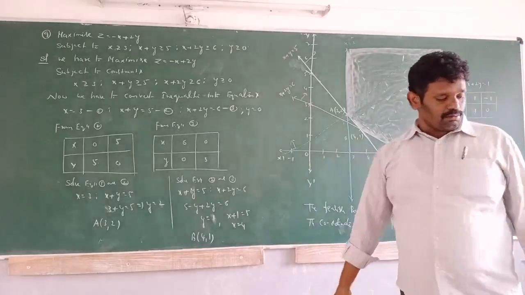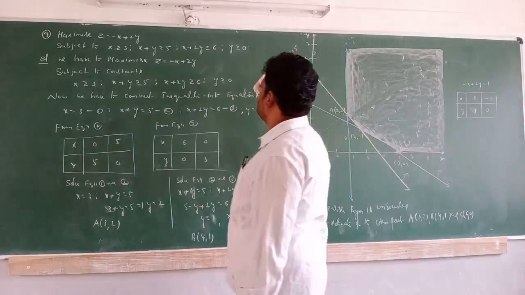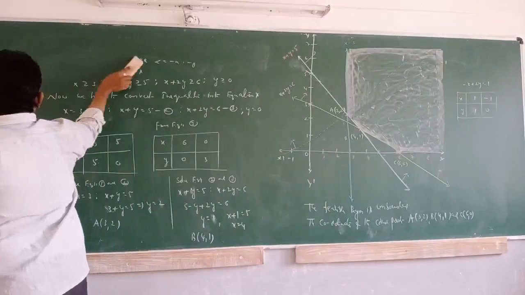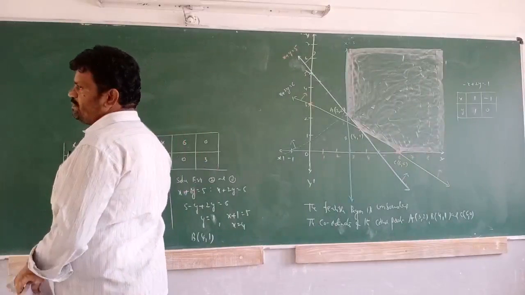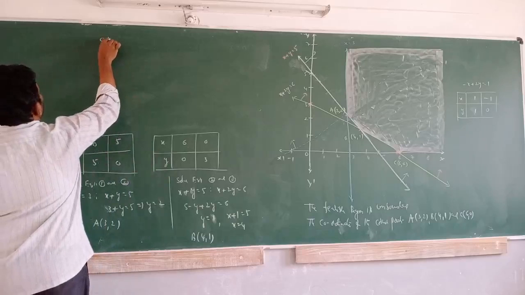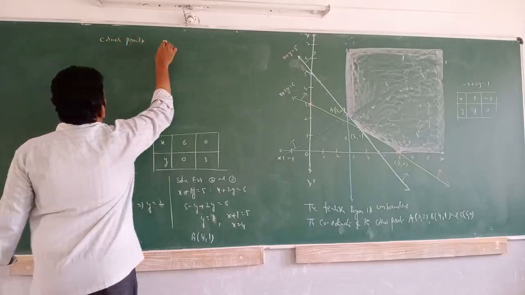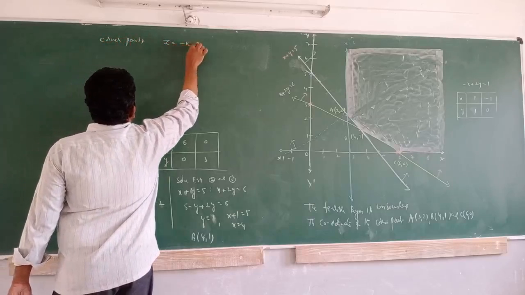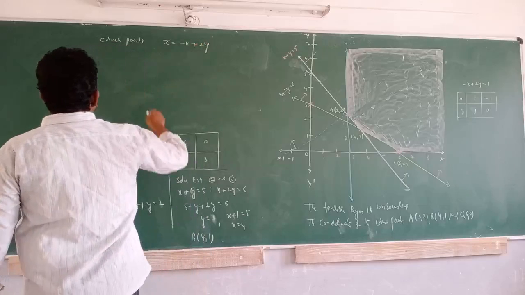So whenever there is an unbounded feasible region, I already told you the process. Which process? First we find the maximum value at the corner points. Which corner point gives the maximum value? First we find out the maximum value. So that's why what we do here? At the corner points, z is equal to minus x plus 2y. That is equal to the minus x plus 2y value.